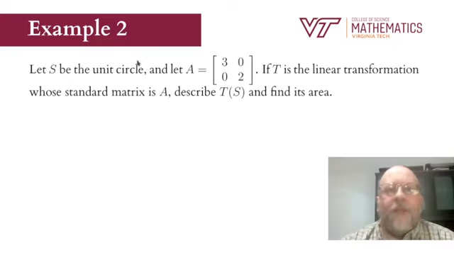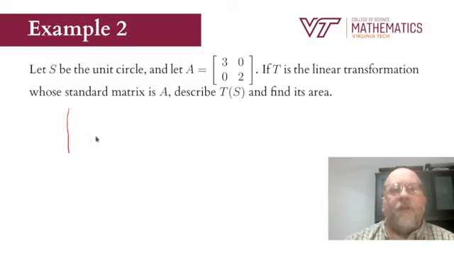Let S be the unit circle and let A be the matrix 3, 0, 0, 2. If T is the linear transformation whose standard matrix is A, describe the transformed version of S and find its area. All right, so let's sketch this out. S is the unit circle. And so that's going to be roughly like so. And so let's talk about what happens to the transformed version of S.